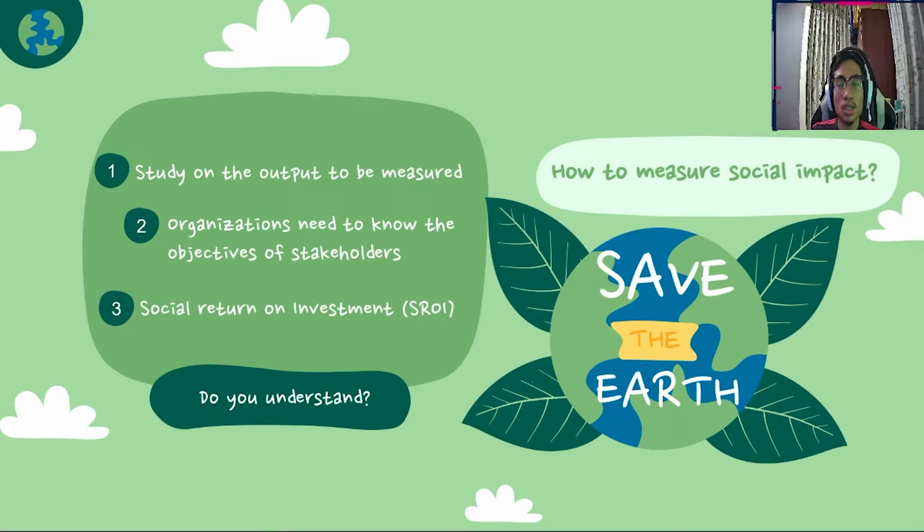So, how to measure the social impact of the environmental cost? First, study the output that is to be measured. Second, the organization needs to know the objective of the stakeholder. And third, measure the social return on investment, SROI.